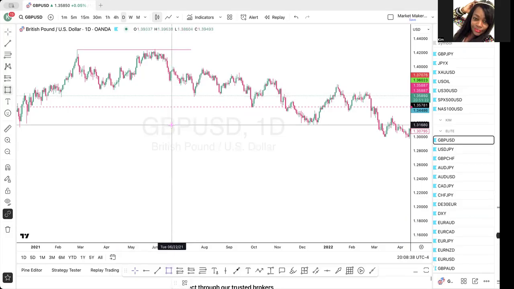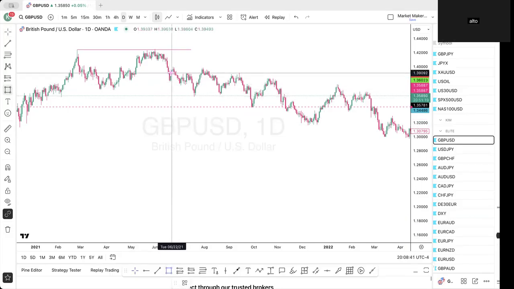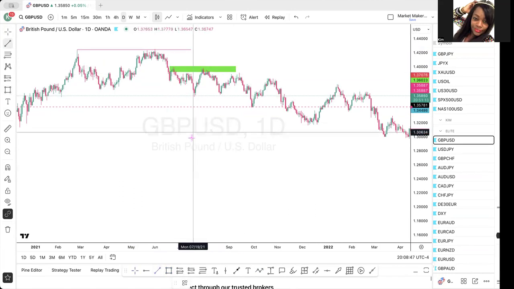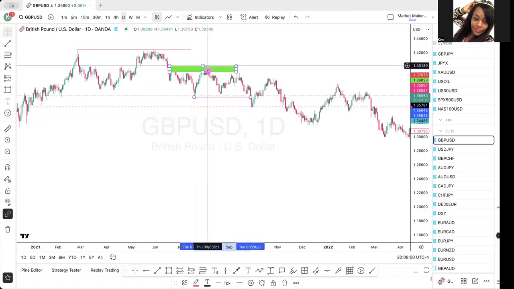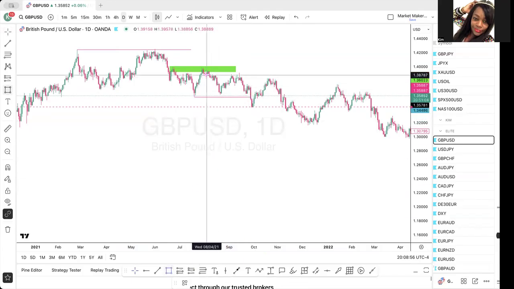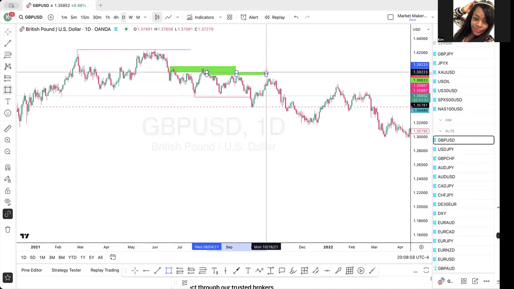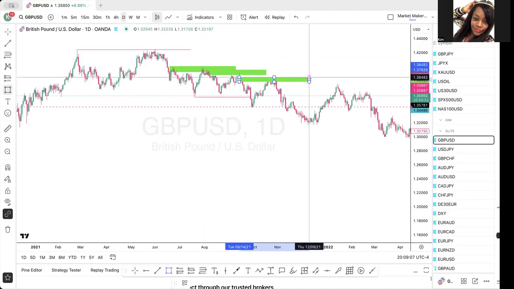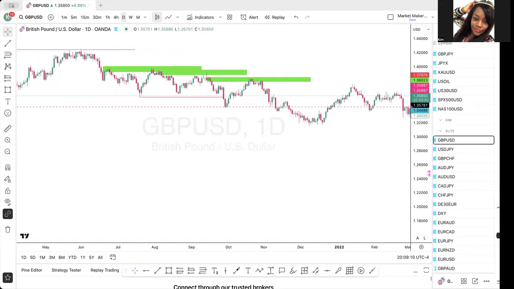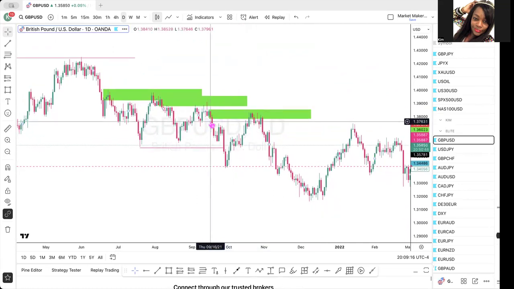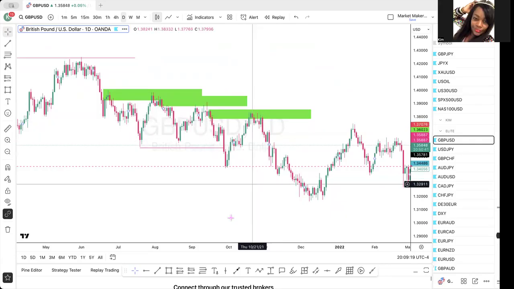And where did it pull back to? Once I get the break of structure, I just mark up my zone, and then I mark up my swing low. Once I get that break of structure, I'm marking up my zone. This zone was already tapped into, and it can always come back, right? But then here's another zone right here, where price pulled back into.